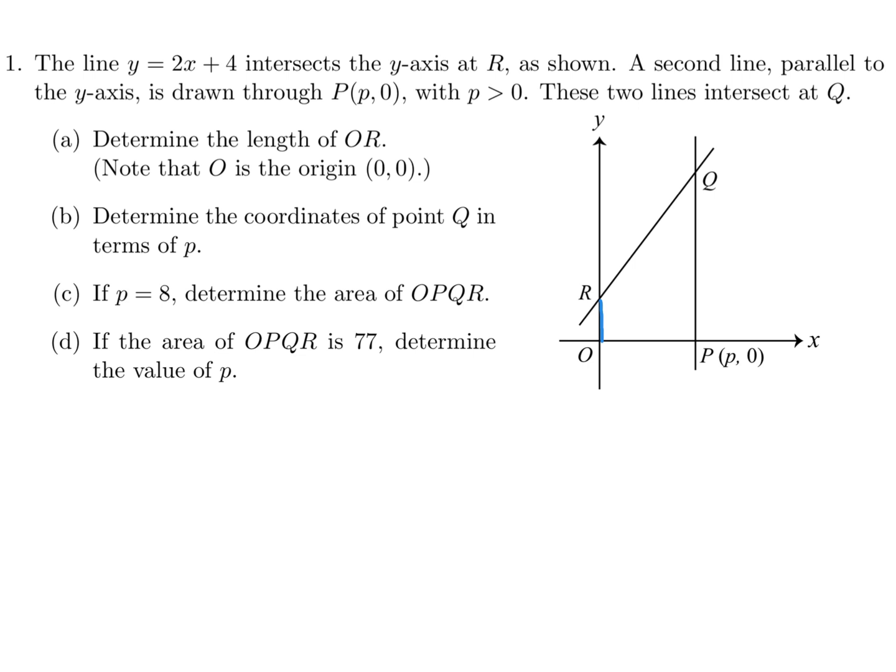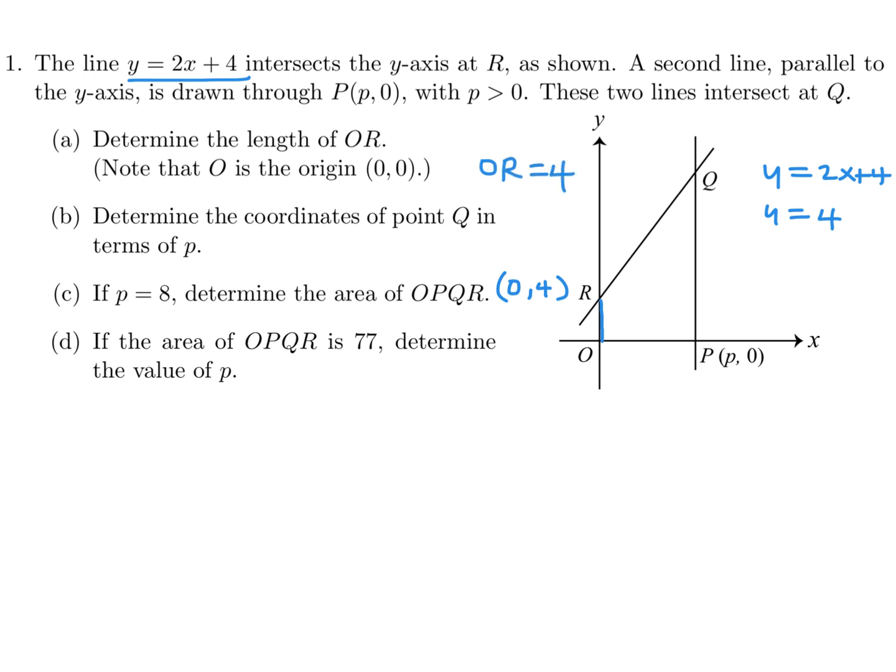R is on that line, y equals 2x plus 4. And then R happens on the y-axis, so that basically means when x is 0. So when x is 0, y is 4. That means the coordinates of R are (0, 4). So the distance from the origin to R would be 4. So I guess OR is equal to 4.